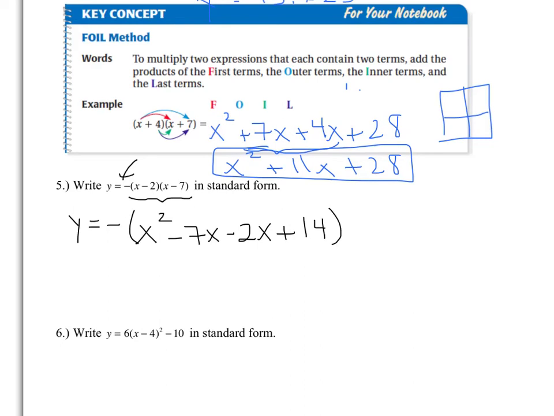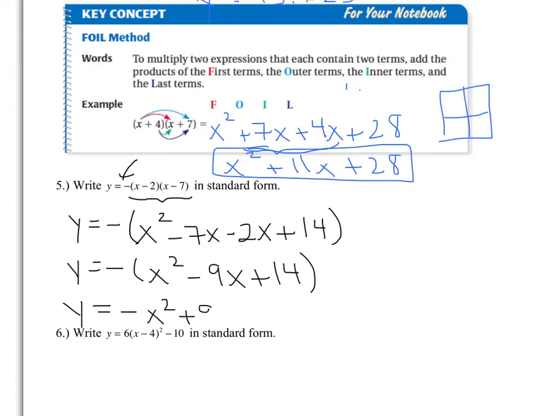I'm going to combine my like terms. So I have negative 7x minus 2x. When I add those together, I get negative 9x. And then I still have the positive 14. And the last thing I see here is I have a negative that I need to distribute to my trinomial. So negative times x squared is negative x squared. Negative times negative 9x is positive 9x. And negative times a positive 14 is negative 14. So this polynomial is now in standard form.